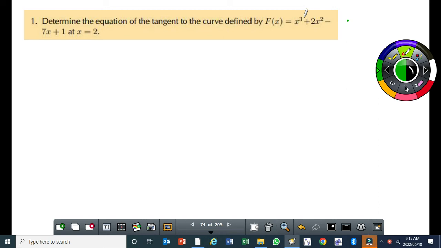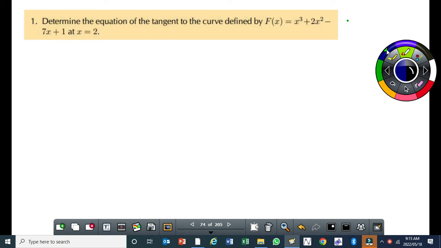It was saying determine the equation of the tangent to the curve defined by that equation. So in order to find the equation of the tangent, first thing, you need to know that the gradient of a tangent and a function which is nonlinear is the same at the point of contact. Okay? So we have to find f prime of x.